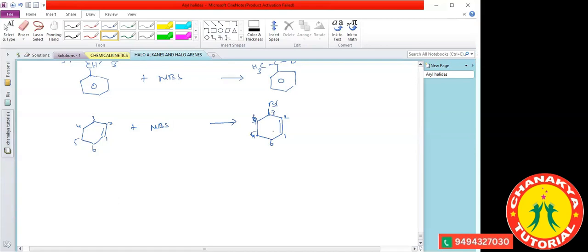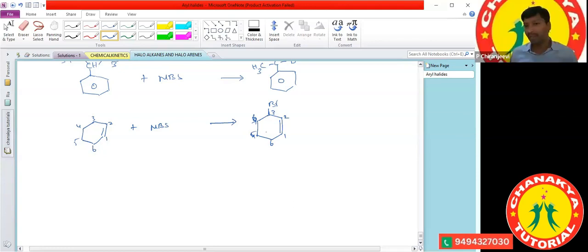If they haven't given an extra methyl group or any carbon chain to the cyclic compound, then we should directly go for the allylic carbon. Allylic carbon only, because that is the condition. NBS, N-bromosuccinimide, is going to substitute. By treating with NBS, bromine is substituted at either the allylic carbon position or the benzylic carbon position. That is the only condition.